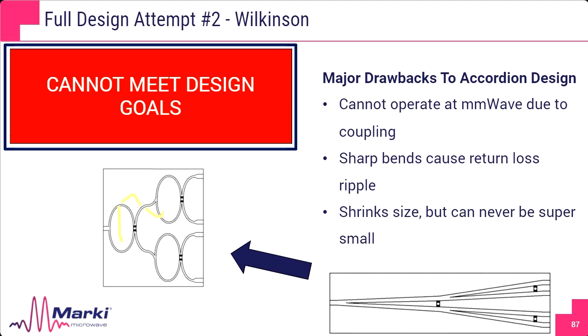There's some pretty sharp bends. There's a sharp bend there. There's a decently sharp bend here. And these cause ripples in your return loss and some reflections. And while it can shrink size, it's never going to be the super, super small designs that we need for this system.